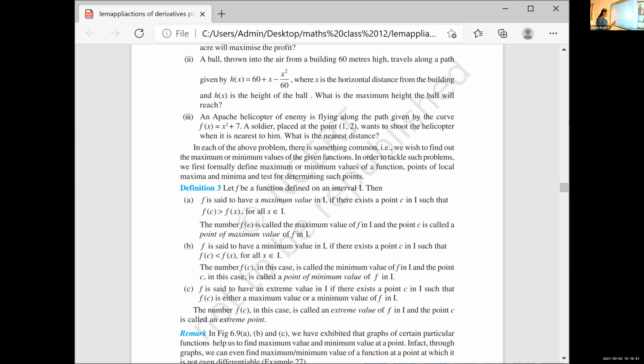So whenever there is a maximum or minimum, we call that an extreme value. What is meant by extreme? Either maximum or minimum occurs there, we call it an extreme value. At a point C, suppose we get maximum, or at the point C we get minimum, then the point C is said to be the extreme point, and the value is said to be the extreme value.